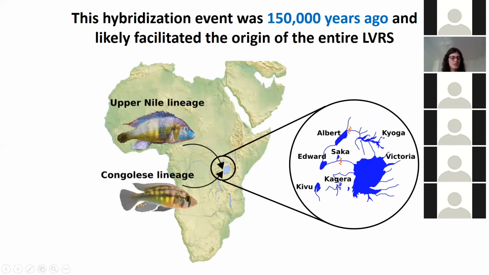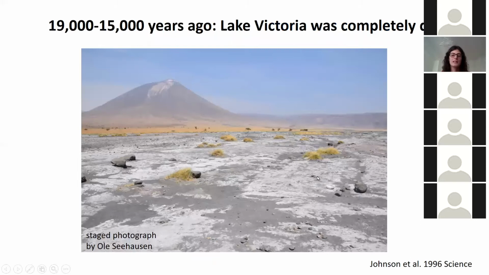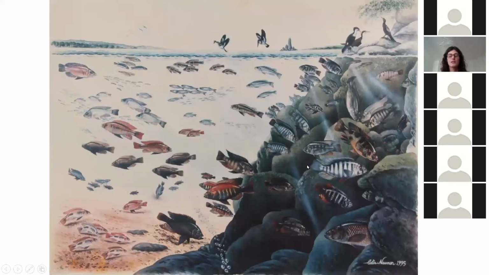But this hybridization event was 150,000 years ago, and it probably facilitated the origin of the entire Lake Victoria region superflock, all the cichlids that together occur in this region. But actually Lake Victoria itself is much younger than this 150,000 years ago. That's because it completely desiccated and refilled only 15,000 years ago. And now it has this amazing diversity of cichlid fish occupying each ecological niche you can imagine.